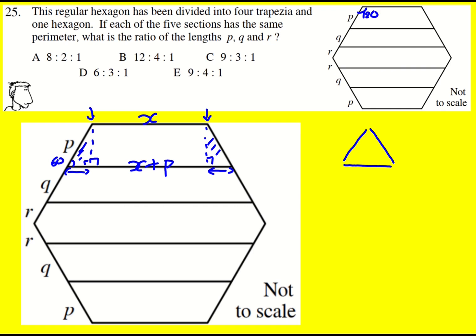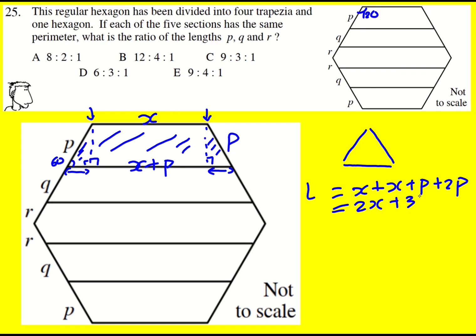So I can write down a first equation, that we're told the 5 sections have the same perimeter. Let's call the perimeter L, not P, because I've already used a P. And for this top shape, L is going to be x plus p, those are the two horizontal lengths, plus p plus p, so 2p, and therefore it's going to be 2x plus 3p.